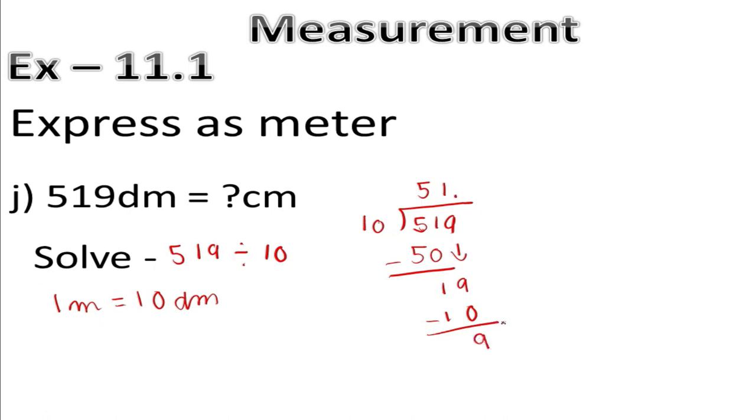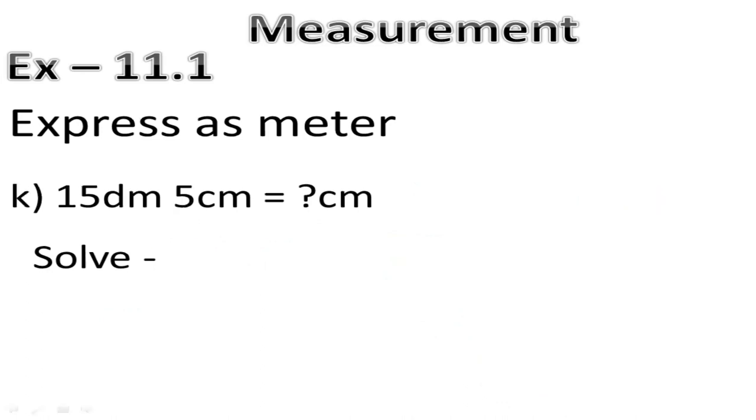We add a decimal and then 0. Then 10 into 9 equals 90. So our answer is 51.9 meters. Our next question is 15 decimeter and 5 centimeter.